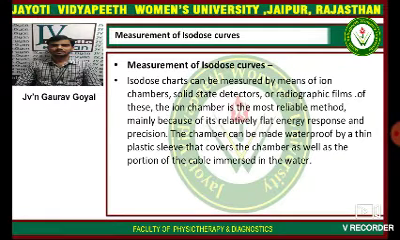Measurement of isodose curves. Isodose charts or curves can be measured by means of an ion chamber, solid state detector, or radiographic films. Of these, the ion chamber is the most reliable method, mainly because of its relatively flat energy response and precision. The chamber can be made waterproof by a thin plastic sleeve that covers the chamber as well as the portion of the cable immersed in the water.